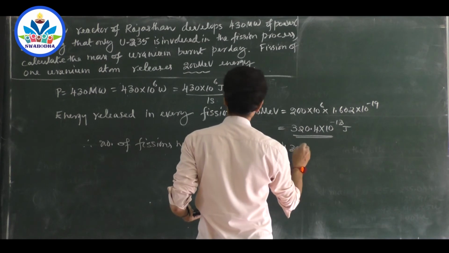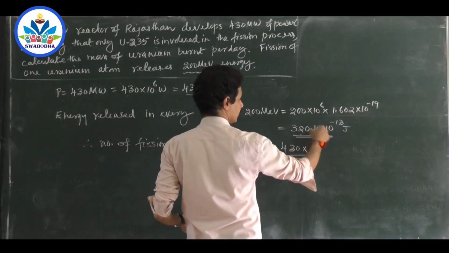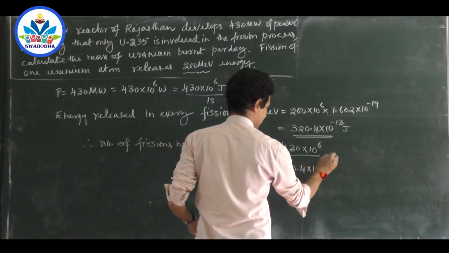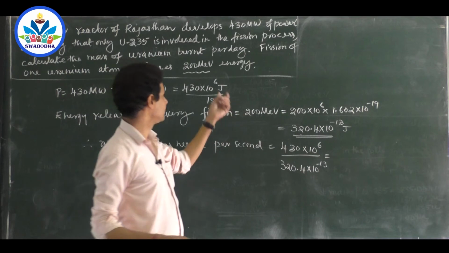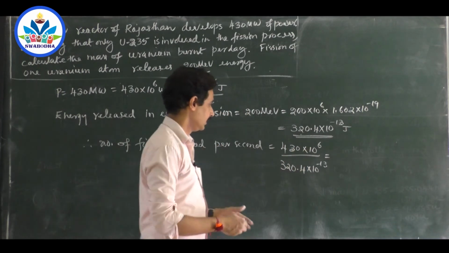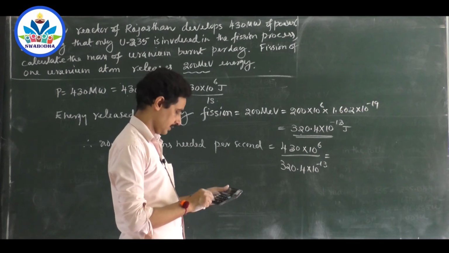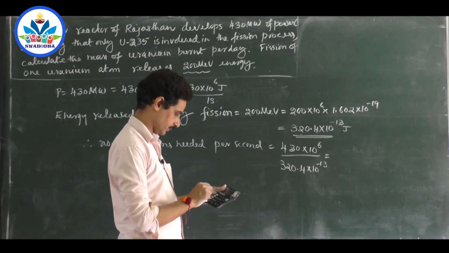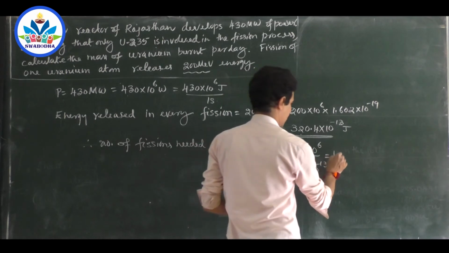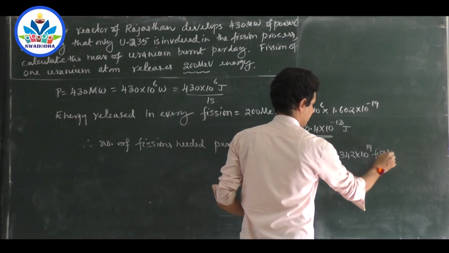430 into 10 to the power 6 joules divided by so many joules of energy, how many packets of this energy are needed to make this one? 320.4 into 10 to the power minus 13. Every packet contains this much of energy, 200 million, that means this much of joules. How many packets are needed to do this one? 430 divided by 320.4 is equal to 1.342. 1.342 into 10 to the power 19 fissions are required, right?